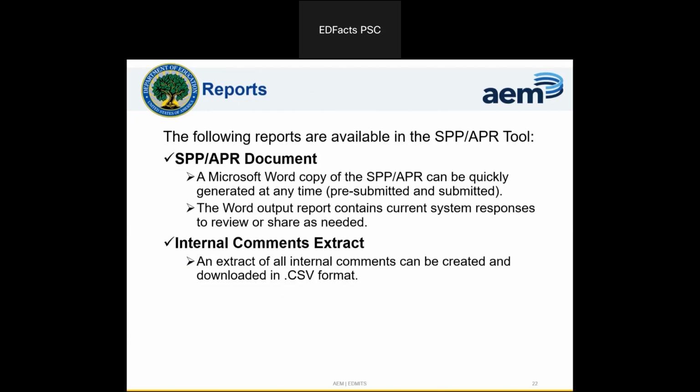And next, another feature I'd like to review is the Reports tab in the SPP APR. The reports available in the SPP APR tool include the SPP APR document and internal comments extract. The SPP APR document is a Word document that can be generated on demand and downloaded at any time. It will contain current saved system responses, allowing you to review or share as necessary, both before and after submission.